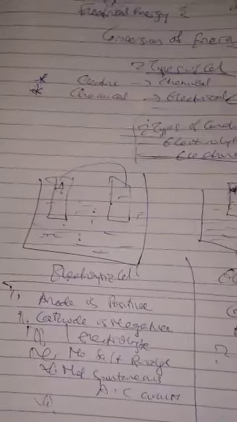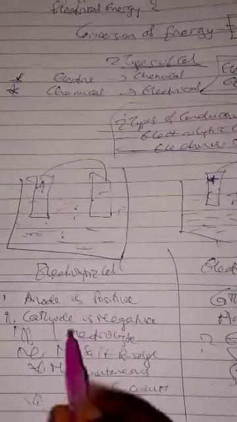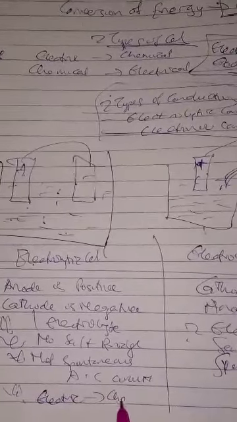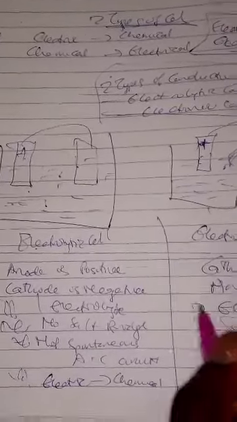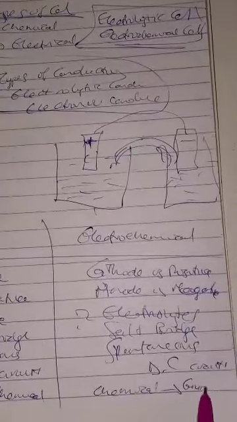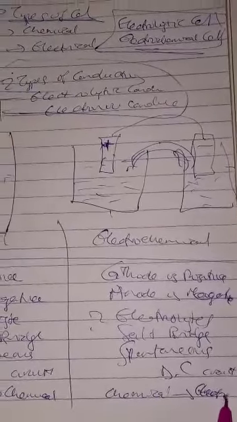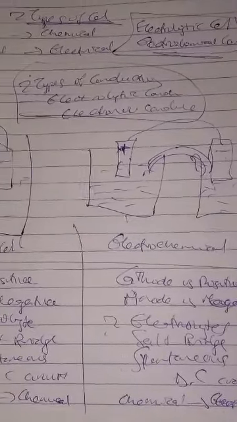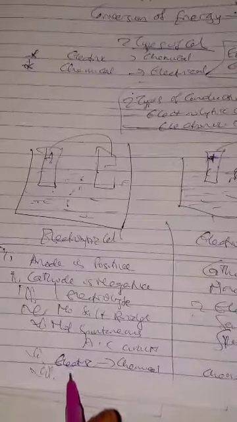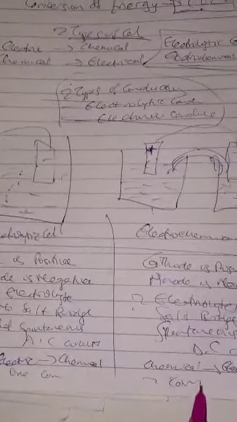Another thing that we know from the definition: electrolytic cell is used for the conversion of electrical energy to chemical energy, while this one is used for the conversion of chemical energy to electrical energy. So these are the major differences between them. This one has one container, while this one has two containers or two compartments. So that's the basic difference between an electrolytic cell and an electrochemical cell.